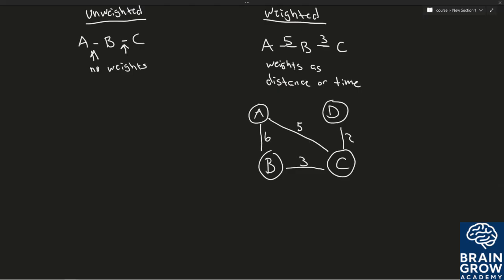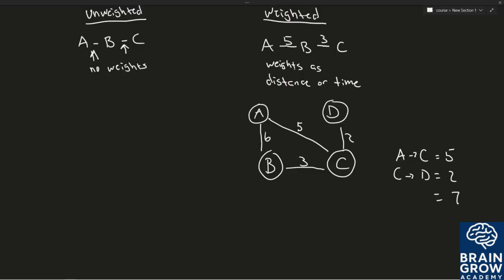For us to get from A to D here, we would go from A to C, where our weight is equal to 5, and then we would go from C to D, where our weight equals 2. So our total weight for that path would be 7. Whereas if we went A, B, C to D, then we would have 6 plus 3 plus 2, obviously, which is 9. So that would not be the most efficient path for us to take, in this case, to get from A to D.